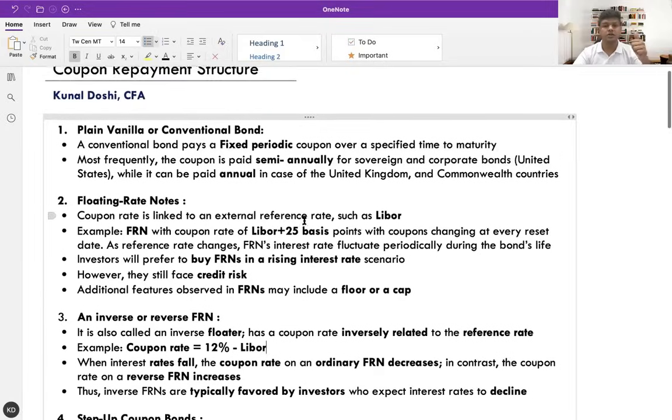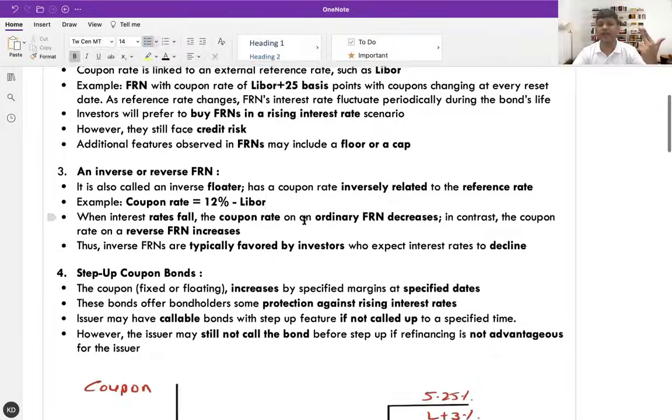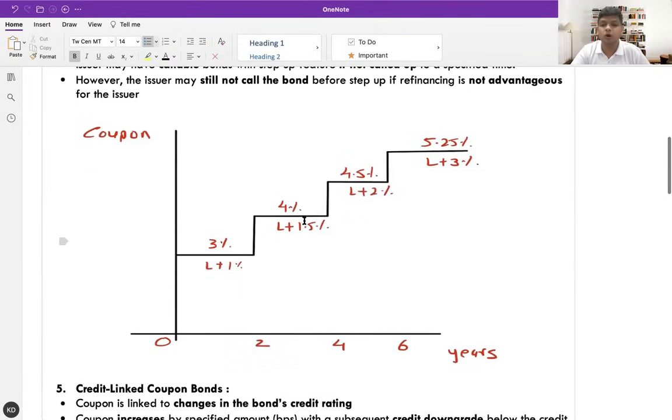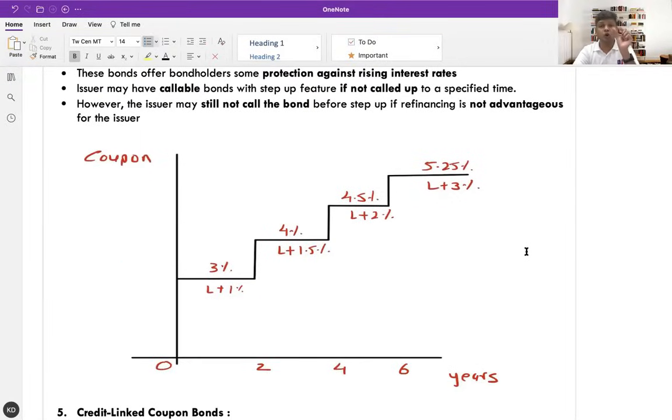Any doubts? Fixed, plain vanilla means fixed. Floating rate and inverse floater. Anyone, any doubts? No. Now, what do you see in the diagram? Is the coupon constant every year? No. Okay. This is called step-up coupons. Step-up coupon bonds are those bonds where the coupon keeps on increasing, not constantly, but after a few years.